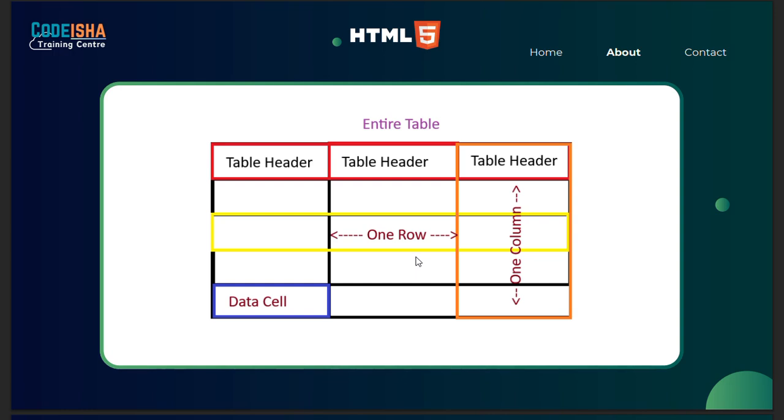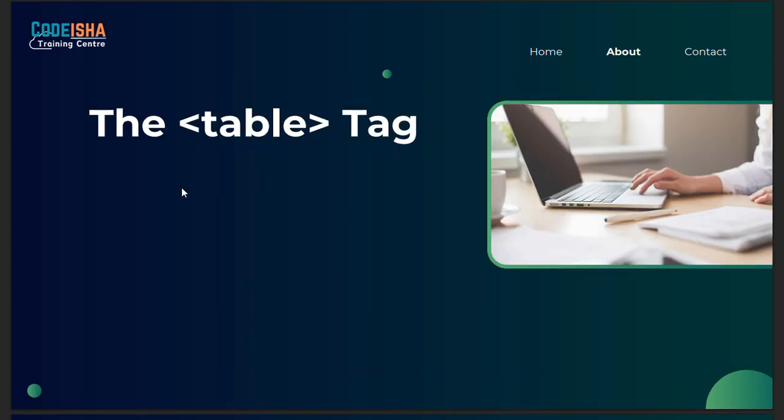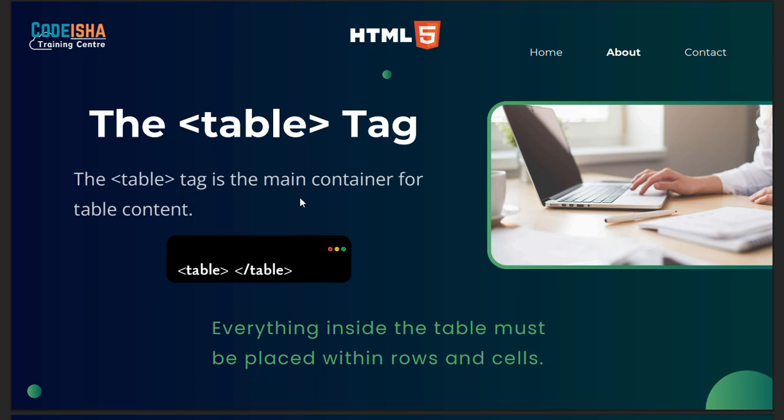Coming to the next, the table tag. The table tag is the main container for the table content. Here's the syntax for that: the opening tag and the closing tag. Everything inside the table must be placed within rows and columns. Whatever our requirements, whether headers, rows, or columns, they need to go inside the table, so first we need to define the table tag.